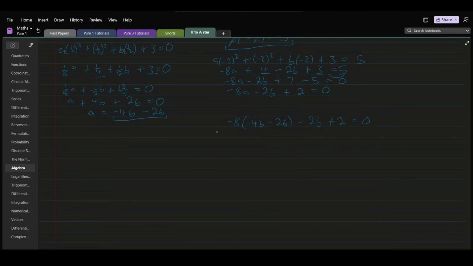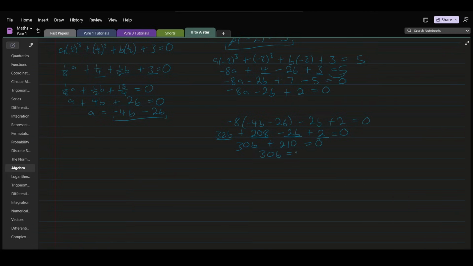If we expand, we have negative 8 times negative 4b, which gives us 32b. Then we have negative 8 times negative 26. If you punch that into your calculator, you get 208. So this is plus 208 minus 2b plus 2 is equal to 0. So we've got 32b minus 2b. That gives us 30b. Then we have 208 plus 2. That gives us 210. And this is all equal to 0.